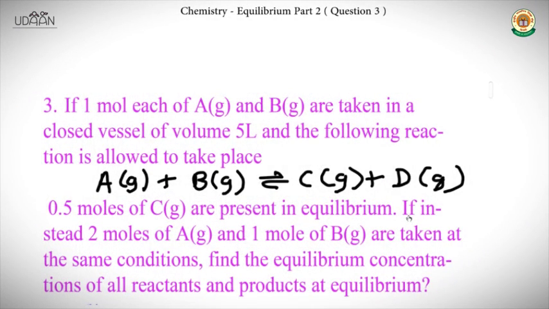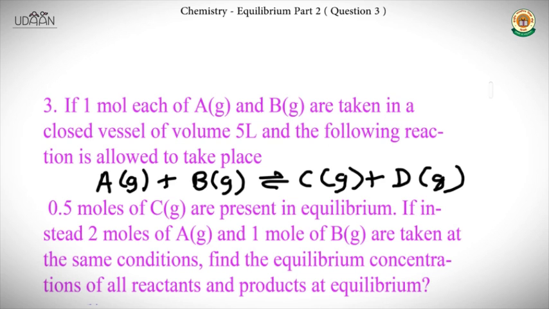Let's move on to question number 3, which says 1 mole each of A and B are taken in a closed vessel of volume 5 L, and the following reaction is allowed to take place: A plus B gives C plus D. 0.5 moles of C are present at equilibrium. If instead 2 moles of A and 1 mole of B are taken at the same conditions, find the equilibrium concentrations of all reactants and products.